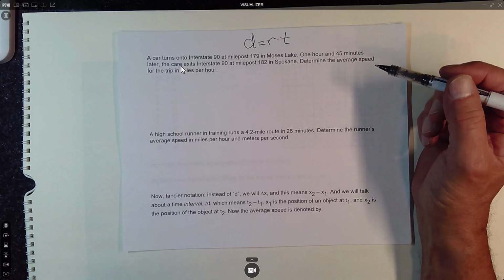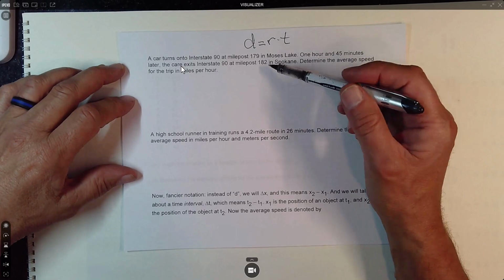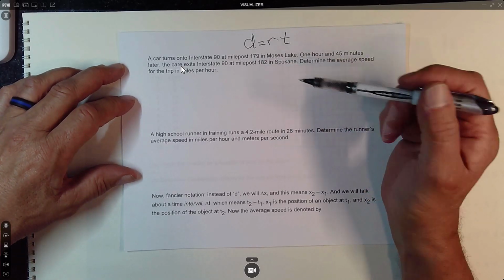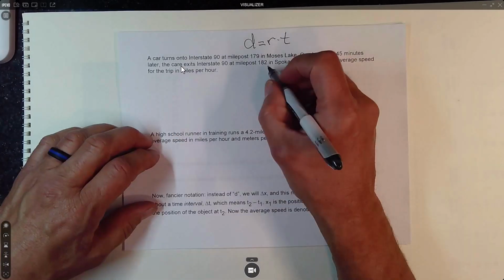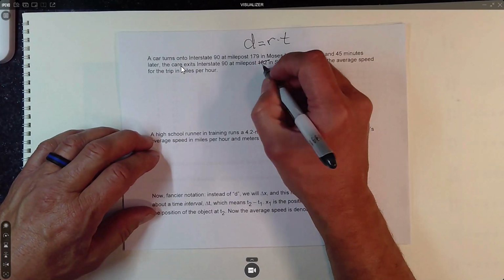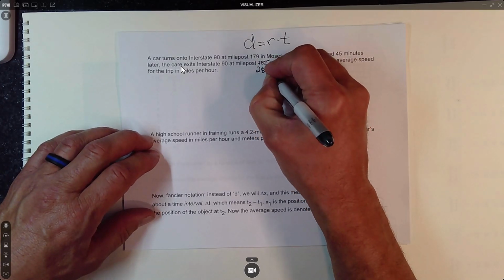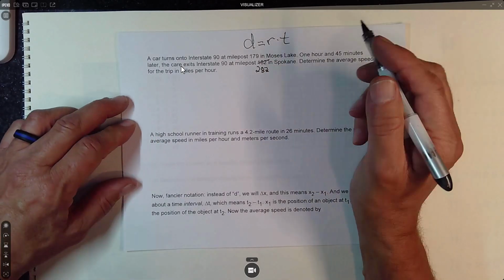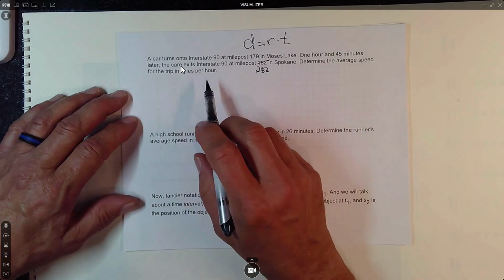Well, something we'll have to assume here is that those mileposts are actually correct distances between them. And by the way, it would exit at milepost 282 in Spokane, not milepost 182. Otherwise, this would be one long, slow, boring trip. So anyway, let's see how this works.